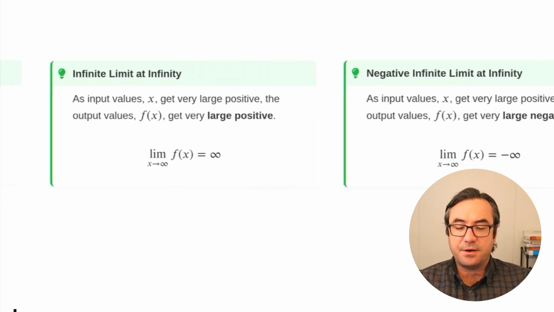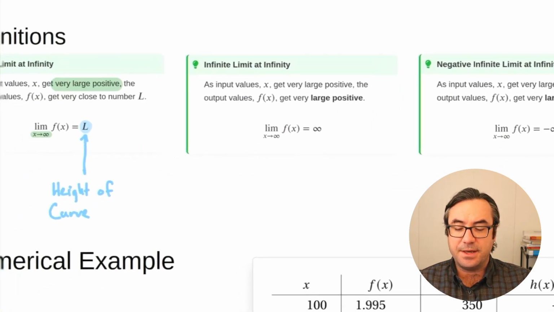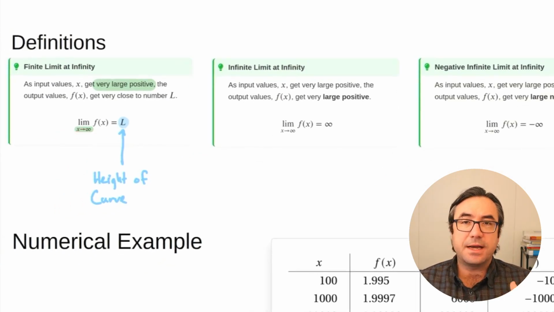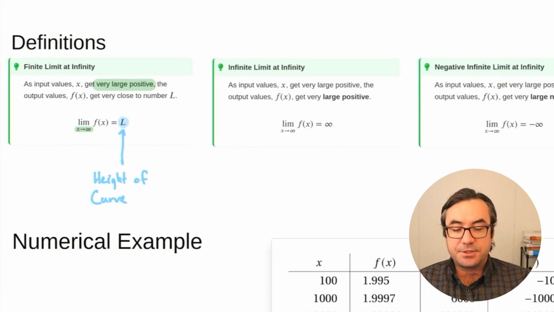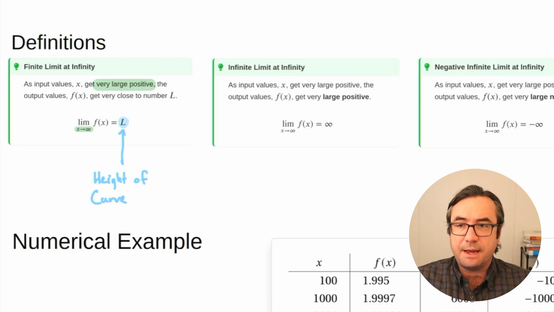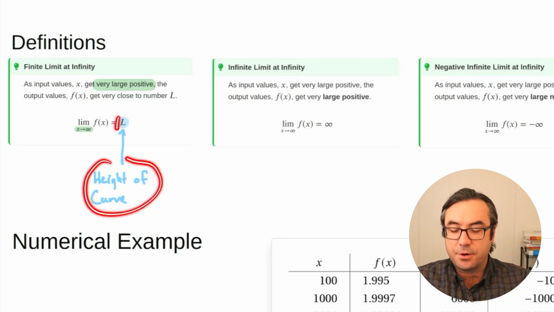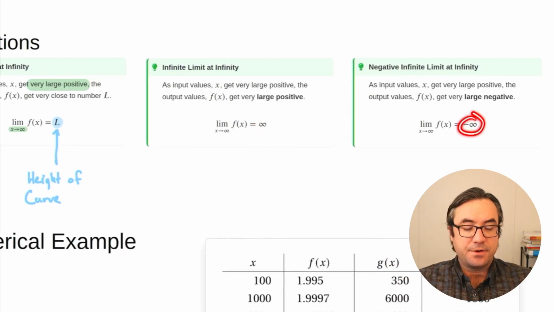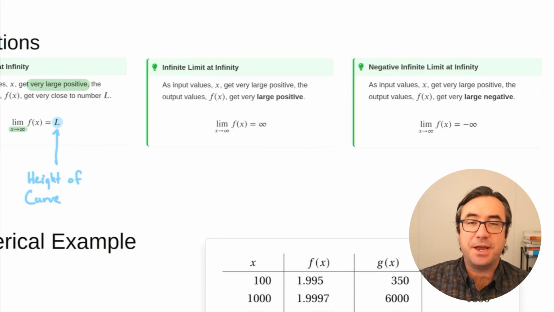So you want to think of when we're doing these limits, x is going to be getting large positive or large negative. And there's a few different options for what can happen. The height of our curve can approach a specific height, a specific number. The height of our curve can just kind of go off the page and get really big. And the height of our curve can also go off the page, but in the other way, it can get really large negative.